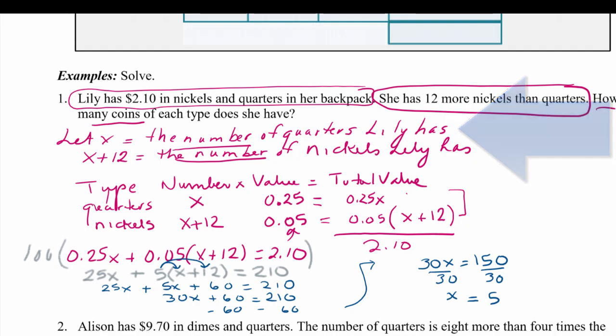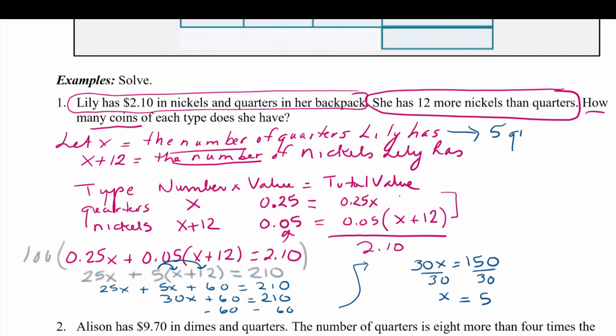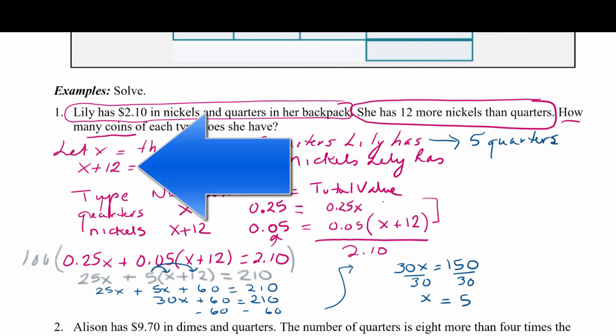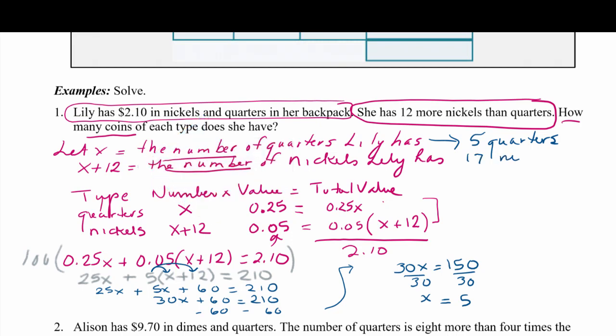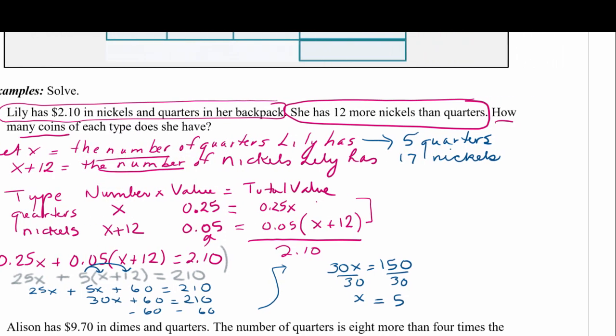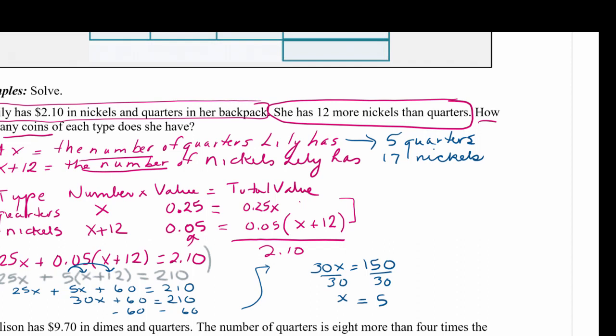x is the number of quarters, so Lily has 5 quarters. And then how many nickels does she have? Well, she has 5 plus 12, or 17 nickels. Now, how do we check that? Well, 5 quarters gives you $1.25, doesn't it? And then 17 nickels, that's 85 cents. And that's $2.10, so that works. So our conclusion statement is that Lily has 5 quarters and 17 nickels in her backpack.